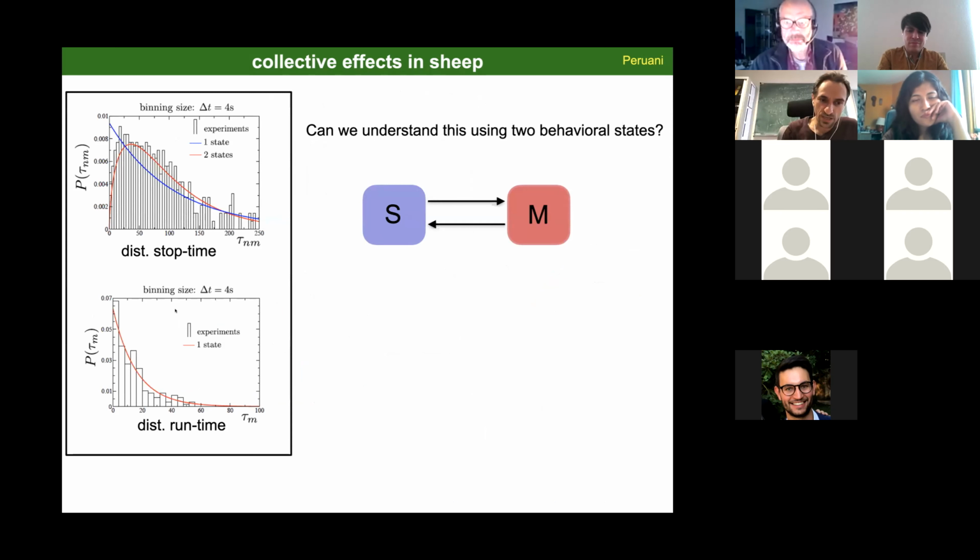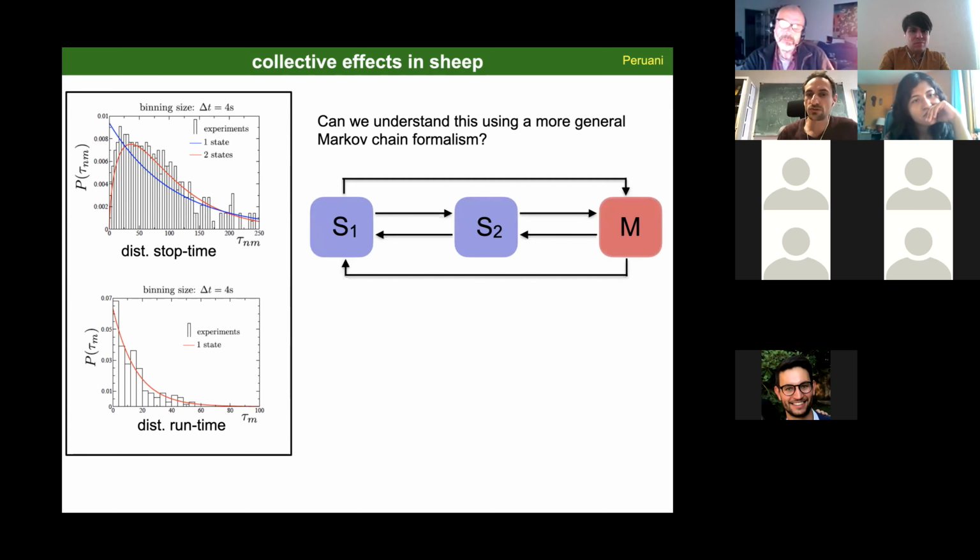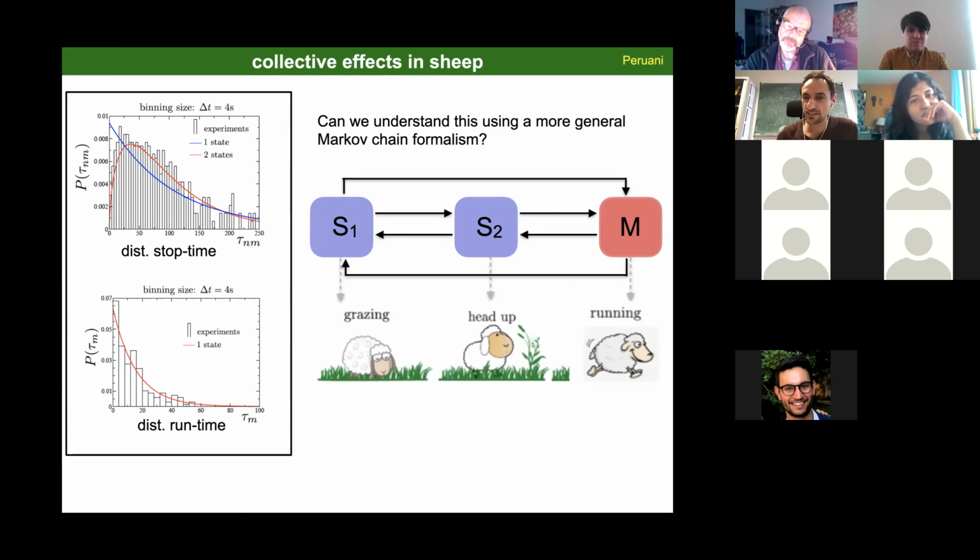Now, this is the distribution of the time one group member is moving, and this is the distribution of the time it is not moving. If you think you can explain this with two states, in fact you cannot, because in the distribution of stop times, if you had two states, you would expect an exponential distribution, which is not what we see. The solution is to assume that you have three states. These three states are the ones I'm showing you here. The sheep could be not moving with the head down, which you can assume is grazing, or with the head up, or it could be running.